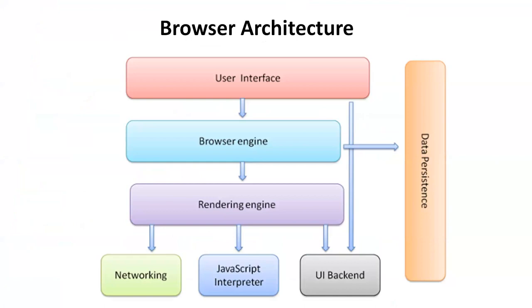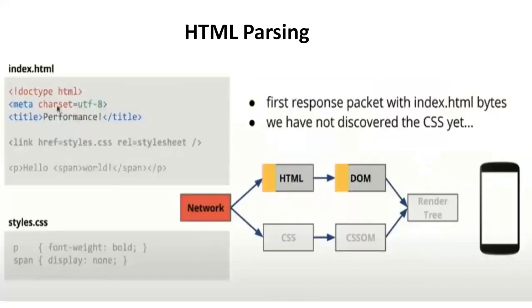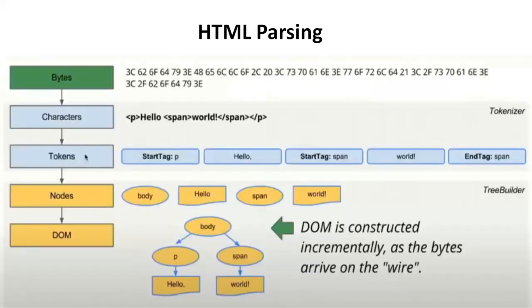A browser has a browser engine, rendering engine, and JavaScript interpreter. These are all HTML concepts, right? Now another point is how HTML is translated. This is the HTML parsing method. When you write HTML markup, the markup is translated into bytes. Bytes are converted to characters. Characters are converted into tokens. Tokens are called tags. People call them tags.